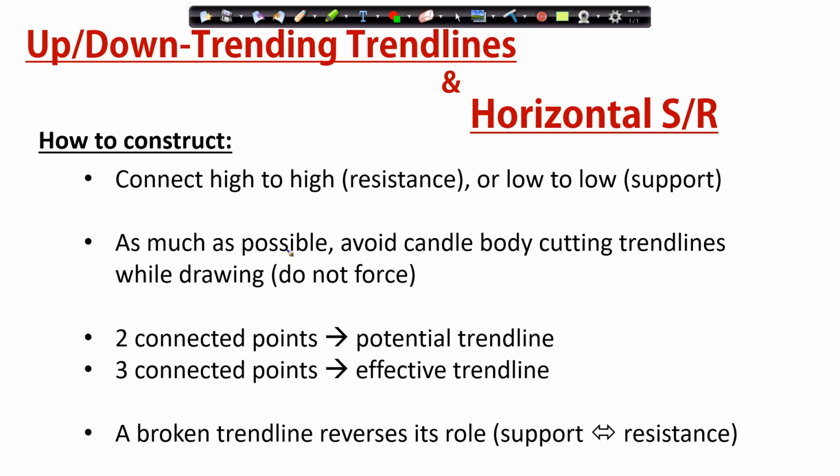When drawing your trend lines, you need at least 2 connected points for it to be a potential trend line. And when the price comes down or goes up to test it for the 3rd time, you then have what we call an effective trend line that you can act on by basing your investing or trading ideas on it. Lastly, also note that a broken trend line reverses its role. So when the support gets broken, it now becomes a resistance and vice versa.